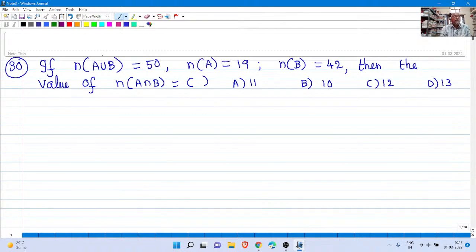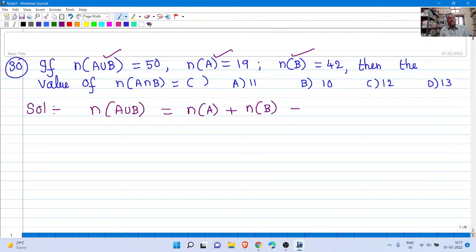Here, my dear students, n of A union B is given, n of A is given, n of B is given, and n of A intersection B you need to find out. So we have the formula: n of A union B is equal to n of A plus n of B minus n of A intersection B. Transposing, n of A intersection B is equal to n of A plus n of B minus n of A union B.